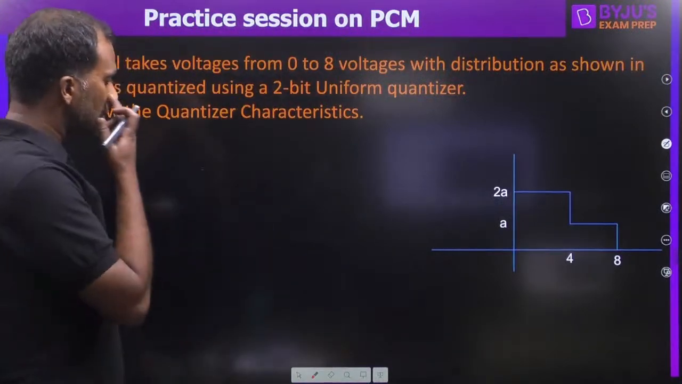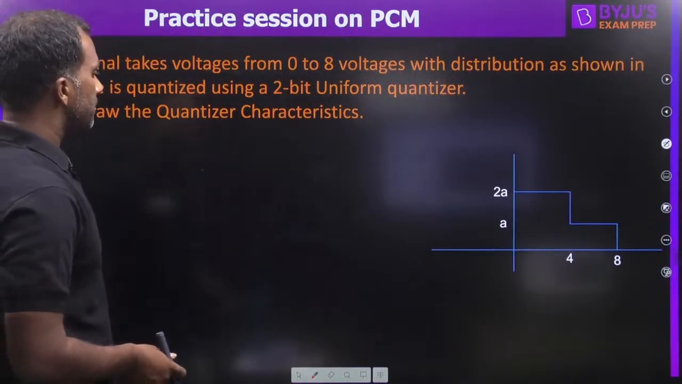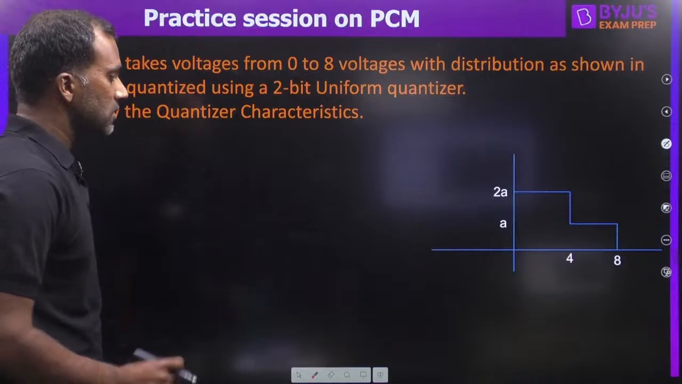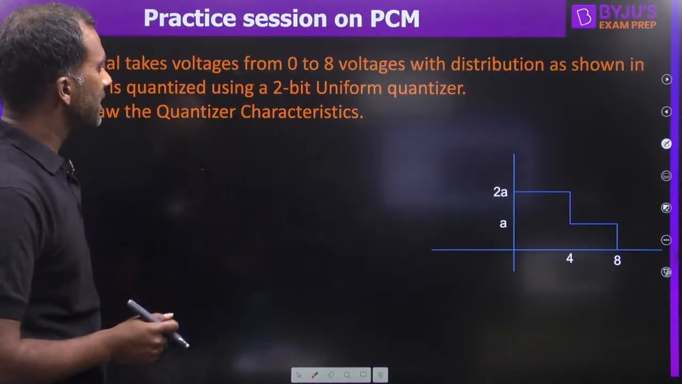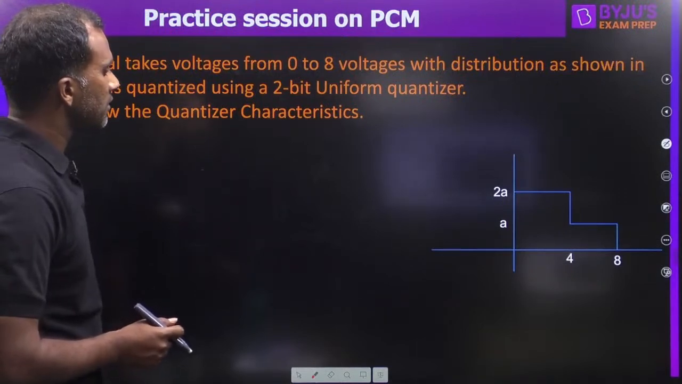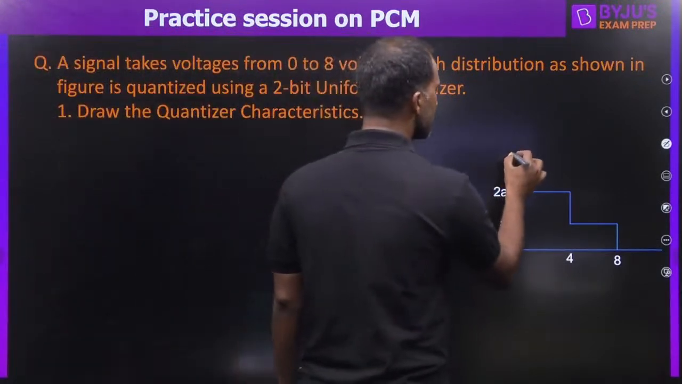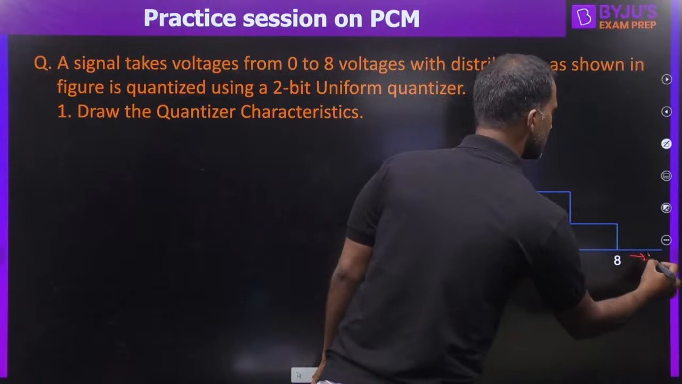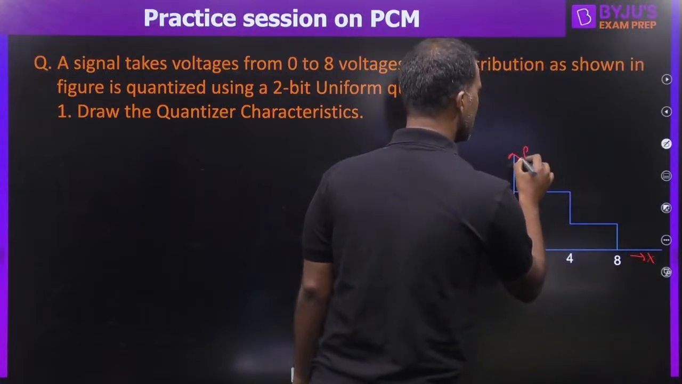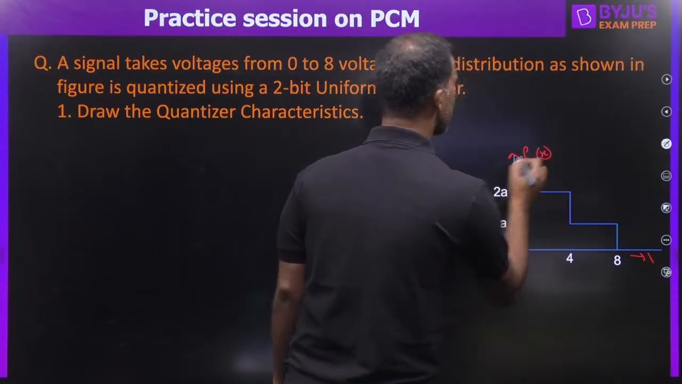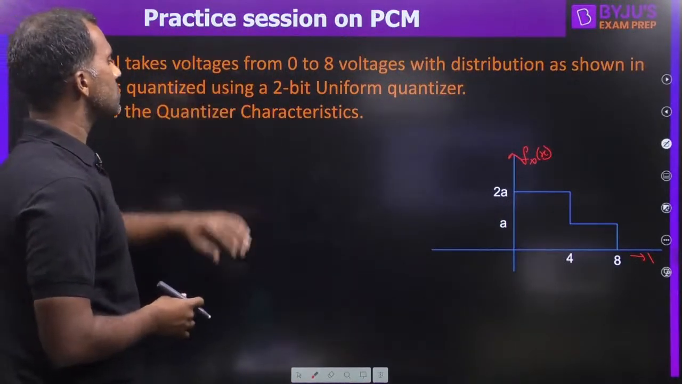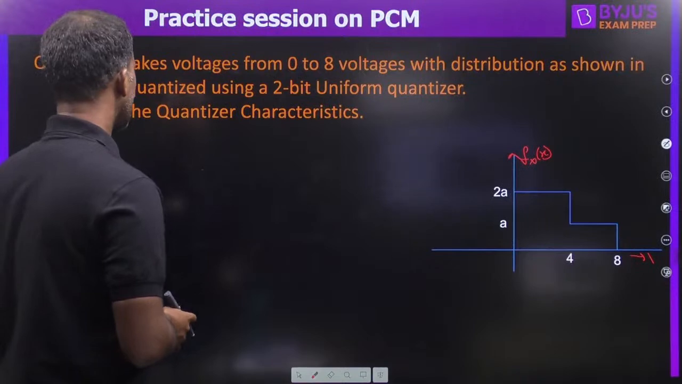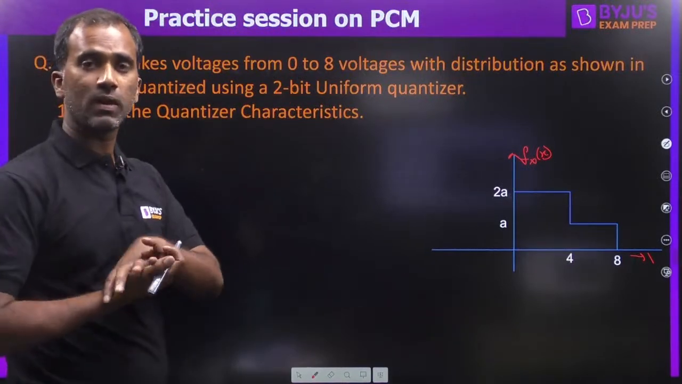Next one, I think one last question. Wonderful question. This is the tricky question that can be given. Signal takes voltages from 0 to 8 volts with the distribution as shown in the figure. Signal is X, and this is the PDF of the signal. It is quantized using a 2-bit uniform quantizer. Draw the quantizer characteristics.